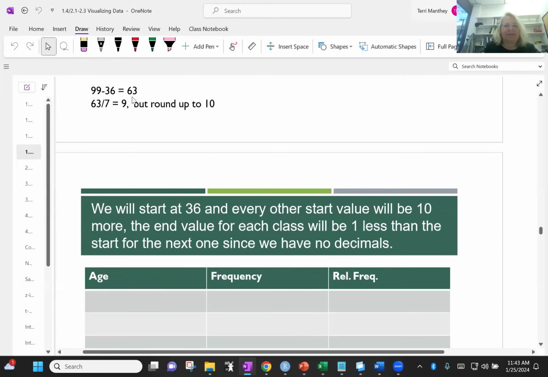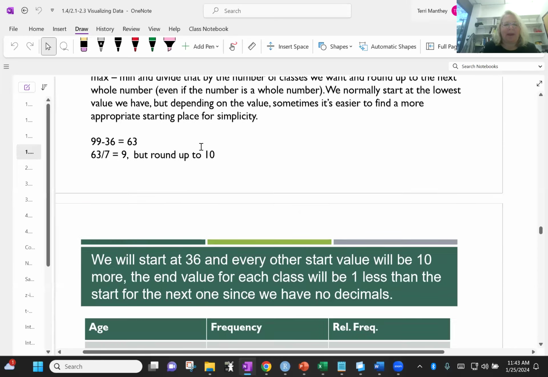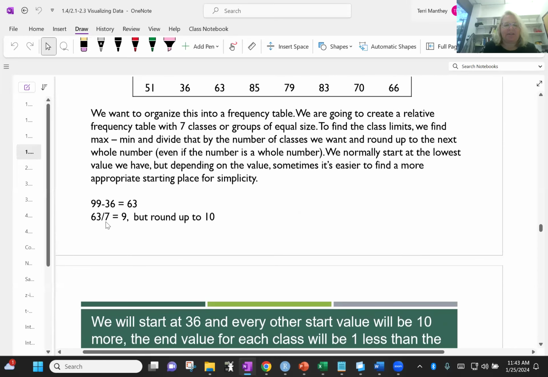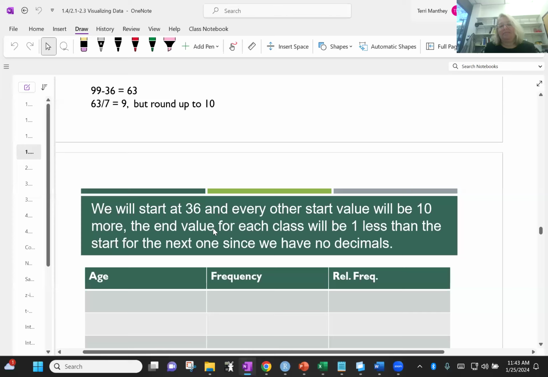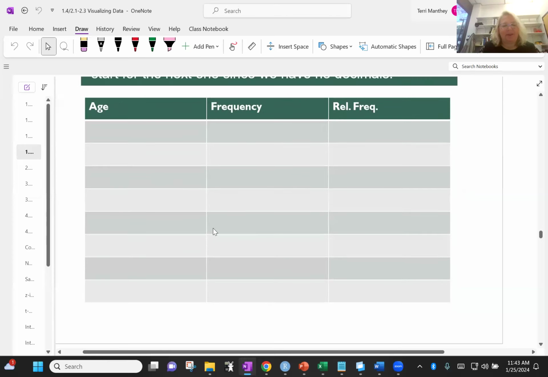And I'm going to go, well, 63. Now I divide by the number of classes I want, which is 7, which is 9, but I need to round up to 10, because then it'll be all kind of weird if I don't. I'll have a class with nothing in it if I don't.